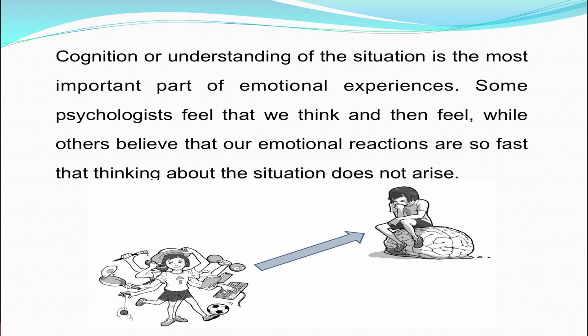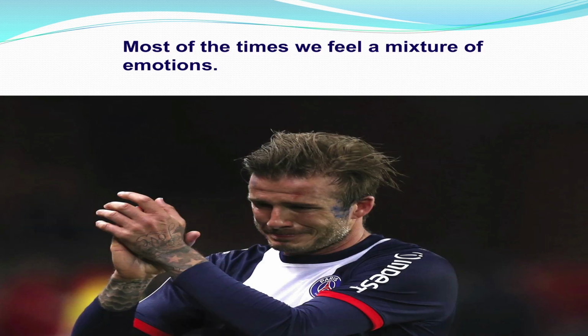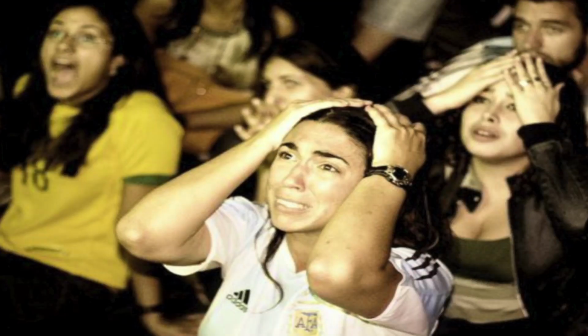Some psychologists feel that we feel whatever we think, while others believe that our emotional reactions are so fast that thinking about a situation does not arise. Most of the time we feel a mixture of emotions. For example, when a person wins a lottery, she may show the emotions of shock, disbelief, surprise and joy.